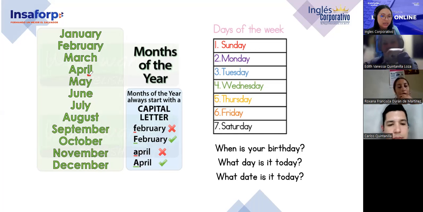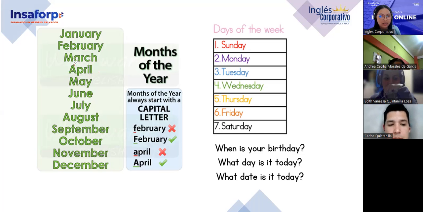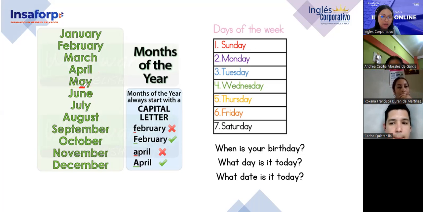April. Here is not A, it's like an O. April. And we never say ah, it's A like an apple. April. This is quite easy. It's not my, it's May. Acuérdense A, May.